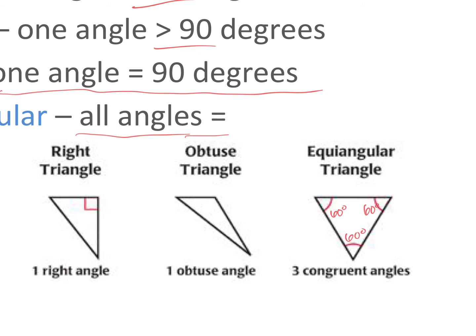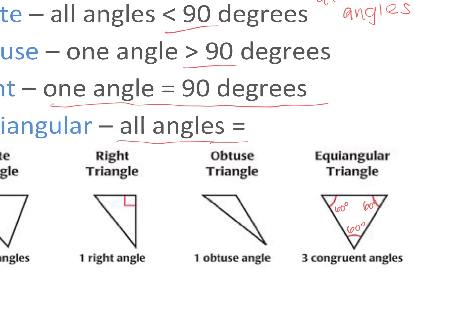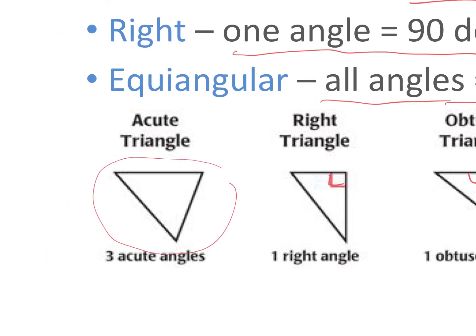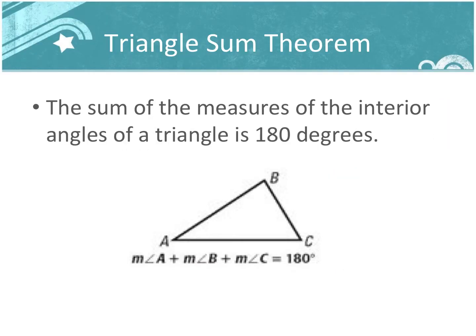Okay? Obtuse means that one of the angles is larger. This angle is bigger than 90 degrees. That makes it obtuse. This is a right triangle because one of the angles inside is 90 degrees. And acute means that all the angles are less than 90.